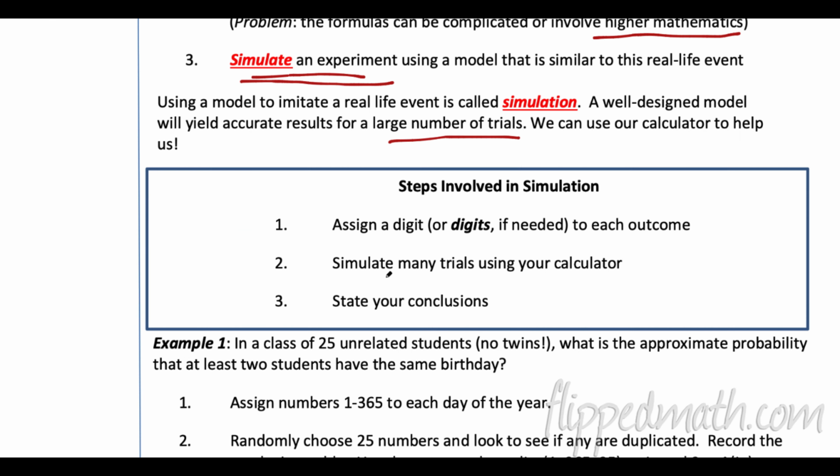Here are the steps for simulation. Number 1, we're going to assign a digit or digits, if needed, to each outcome. You're going to see what I mean with that in a second. Then we're going to simulate many trials using your calculator. So your calculator is going to pull digits out, however we want it to, and we're going to see what the outcomes are. Then we will state our conclusions. So it seems pretty easy, right? I'm not sure we know what these 3 things mean yet.